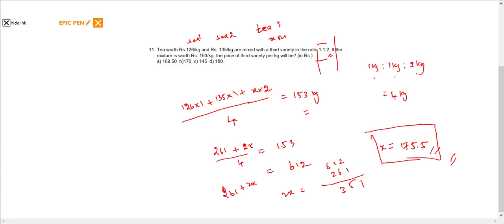So that's the cost of the third variety of tea. I think all the options are wrong. The third variety of tea is going to cost you 175 rupees 50 paise. That's going to be your answer.